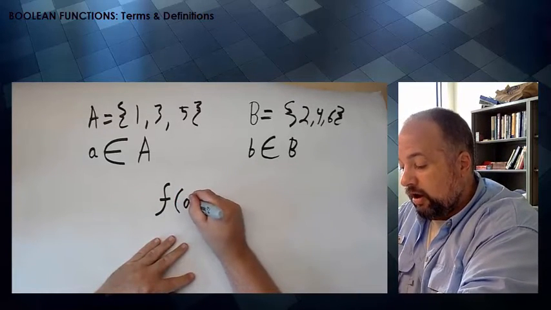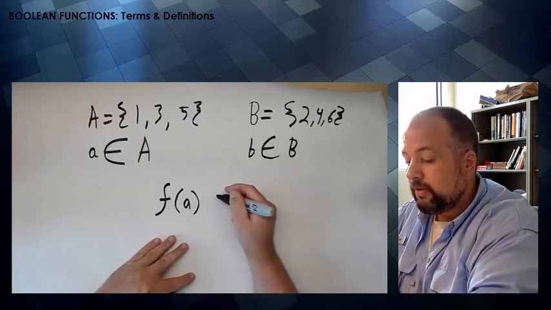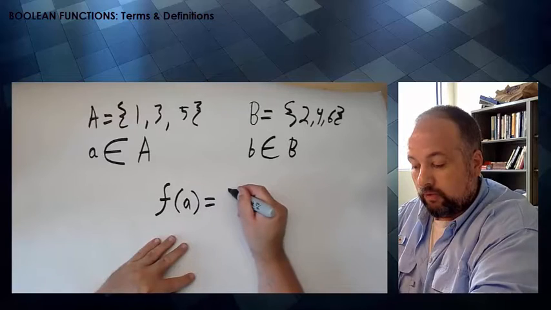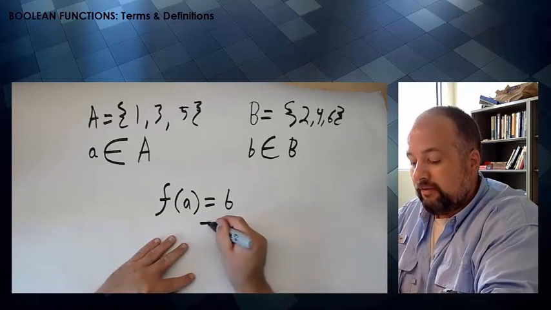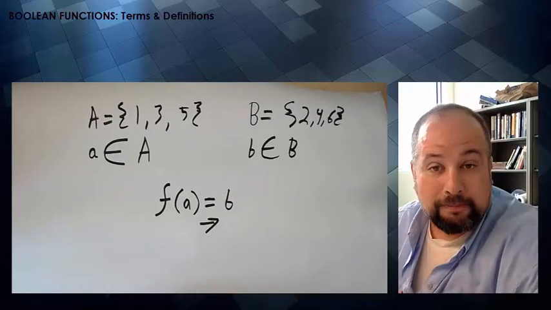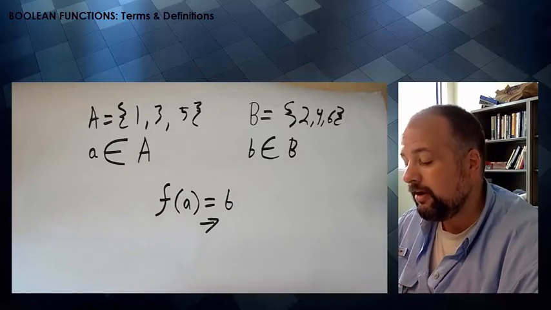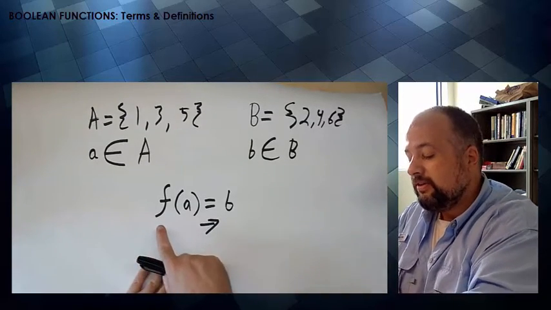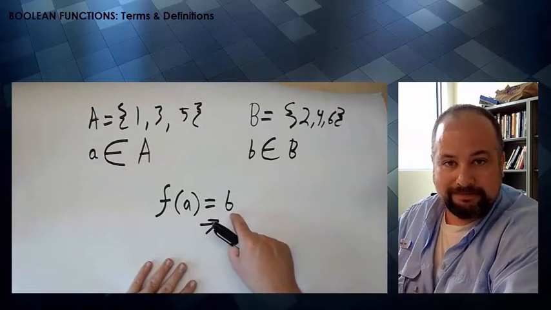f of a, and sometimes you'll see an equal sign here, equals b. Sometimes you'll have an arrow. I don't like that the book is actually a little inconsistent on this. Just know that they mean the same thing in this case. And what this means is f of a results in b.